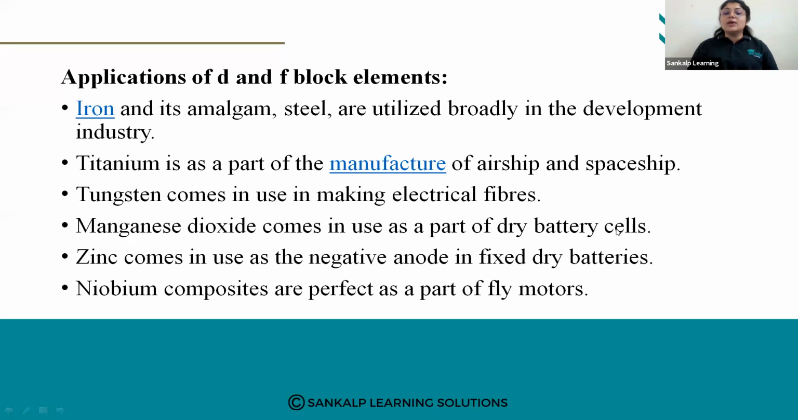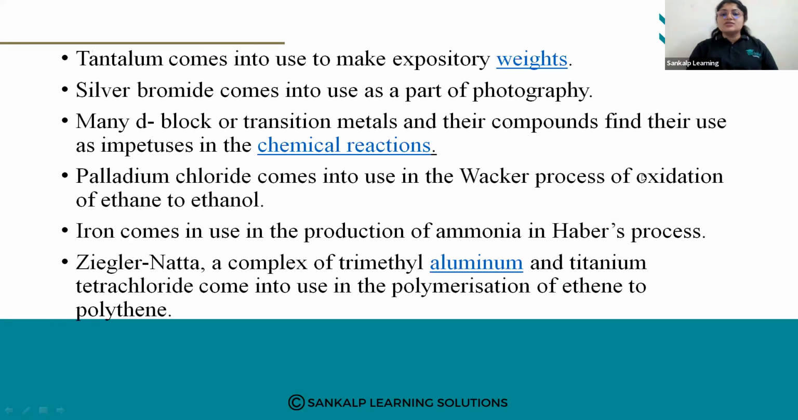Then niobium composites are used as a part of jet motors. These are some of the applications. Next, tantalum is used to make explosive weights. Then silver bromide is used in photography, for photographic films. Then many D block or transition metals and their compounds find their use as catalysts in chemical reactions.